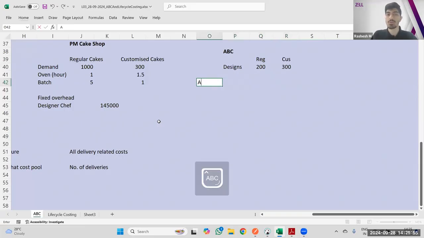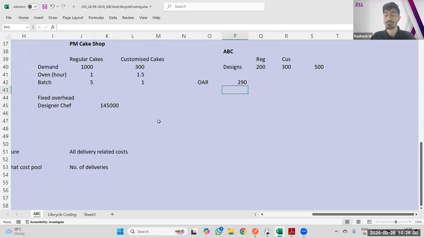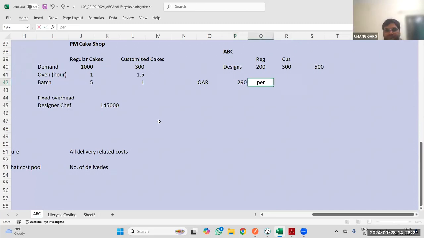Again, my overhead absorption rate, now the total of this, which is 500. So my overhead absorption rate is nothing but 1,45,000 is my cost, divided by 500. So 290. But again, quickly to ask you all, what do you think this is? Is this 290 per hour, per unit, or something else? Per unit. It's not per unit per se. Think about it. What did we divide it with? Per cake produced. Per design. Per design.